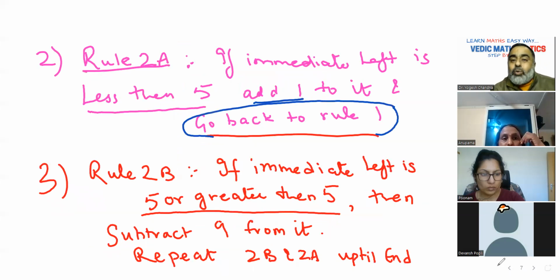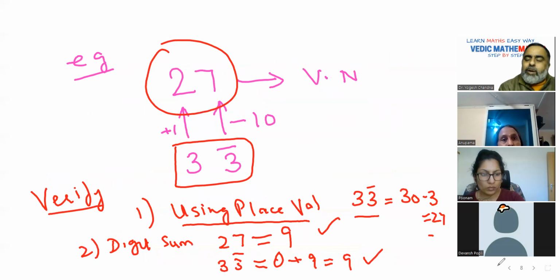And similarly, rule number 2B is, if the immediate left is bigger, if it is 5 or greater, then we have to subtract 9. So do this up till here and then check, then you'll understand. If any problem is still there, we'll solve it, right?